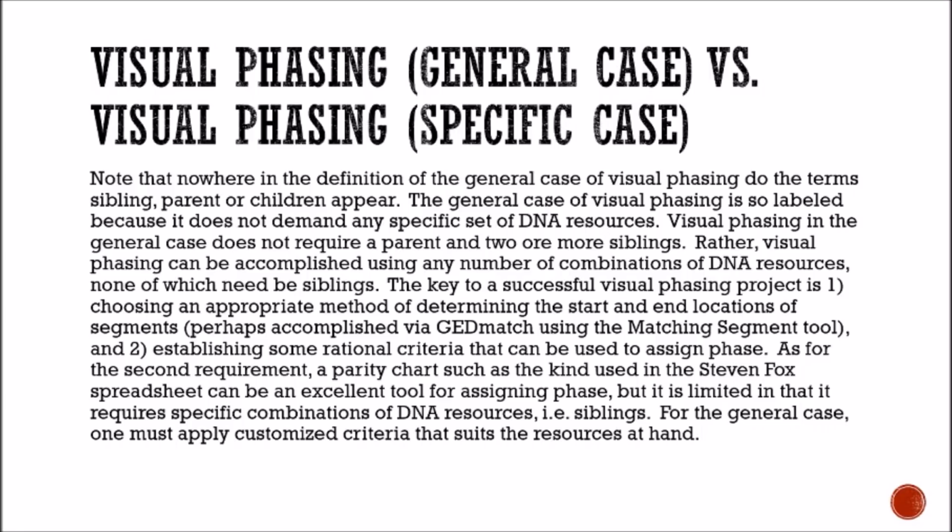As for the second requirement, a parity chart, like the kind used in the Steven Fox spreadsheet, can be an excellent tool for assigning phase, but it's not the only tool. It's limited in that it requires specific combinations of DNA resources like siblings. For the general case, one must apply customized criteria that suits the resources at hand, and that's really where creativity comes into play, and also just how much you know about the grandparents that you're trying to reconstruct or to map out on one's chromosomes.